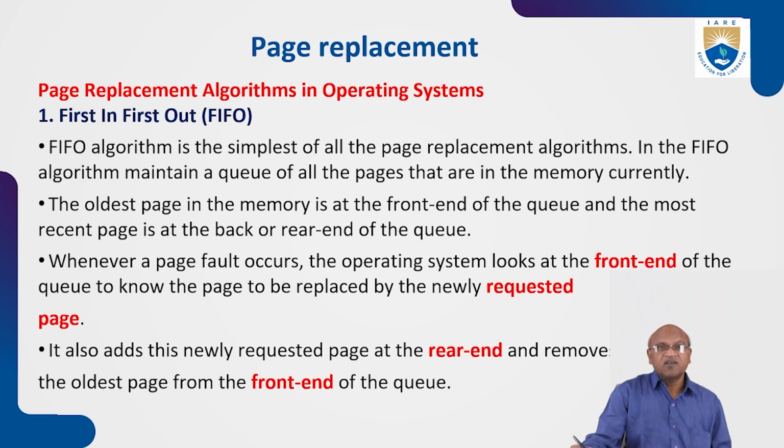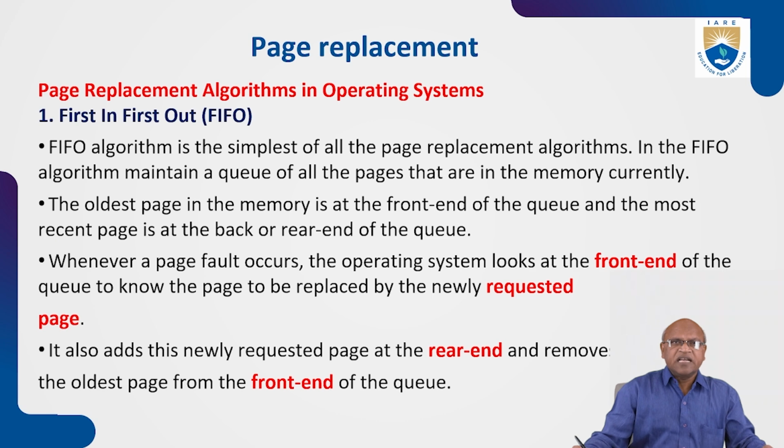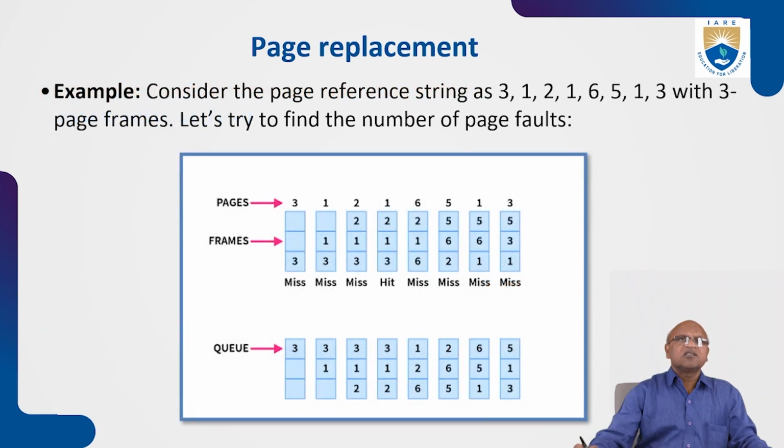Whenever a page fault occurs, the operating system looks at the front end of the queue to know which page is to be replaced by the newly requested page. It also adds this newly requested page at the rear end and removes the oldest page from the front end. So this is called the page replacement algorithm. Just look at this example, a page replacement example.